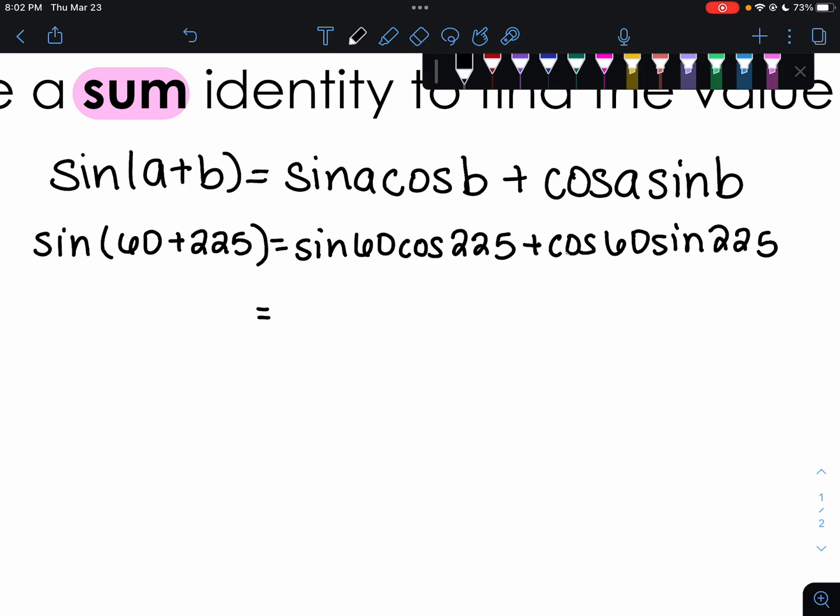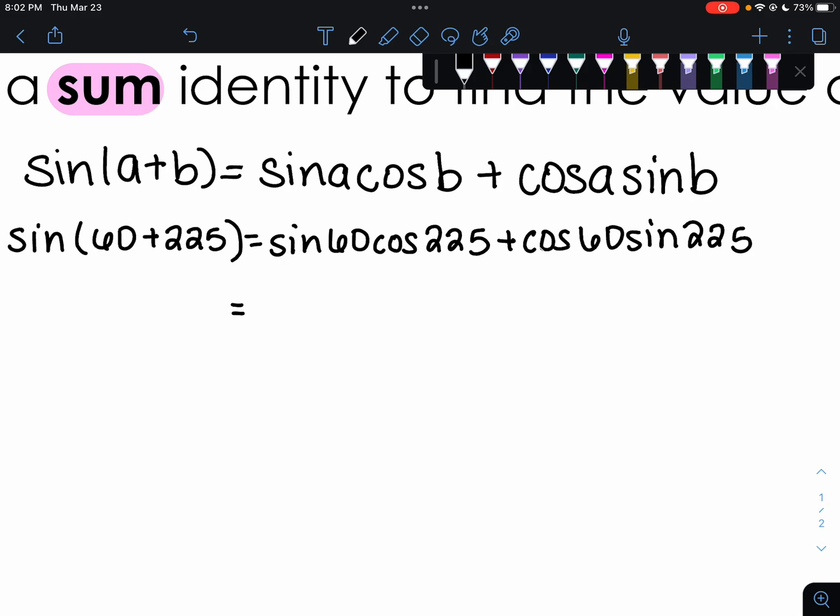So this is where the trick comes in. So sine of 60 degrees, that would be your index finger. Your index finger goes down. Sine is the bottom 3 fingers. So that tells us that we get the square root of 3 over 2.